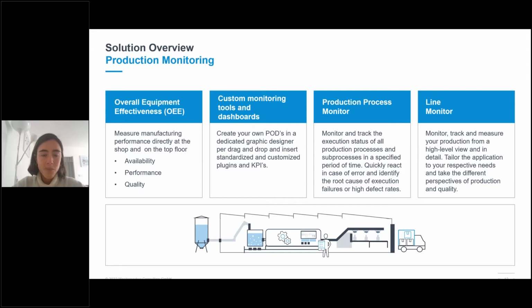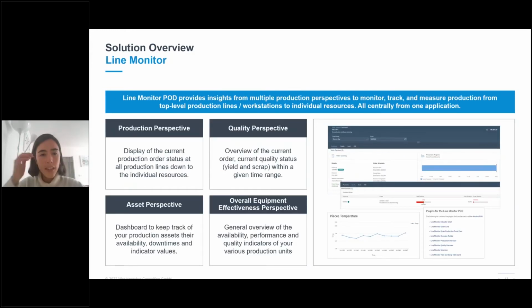So then finally, we talk here about the line monitor, which is a functionality that has been developed especially for the process industry, since it will allow you to have a full visibility on what is happening to your production line, and this from different perspectives. So you will see this from a quality perspective, asset, OEE, so overall equipment effectiveness, and from a production perspective. So if we go to the next slide, we will see this in more detail.